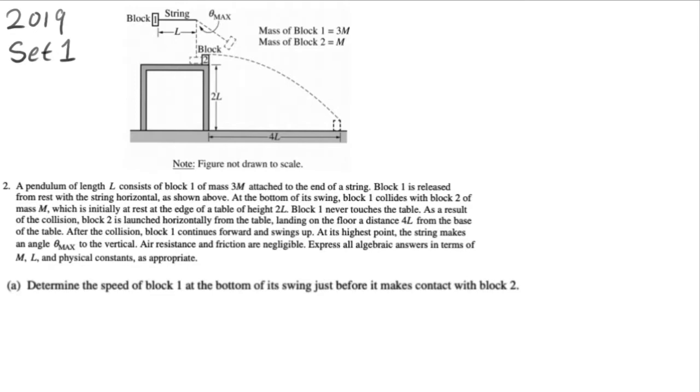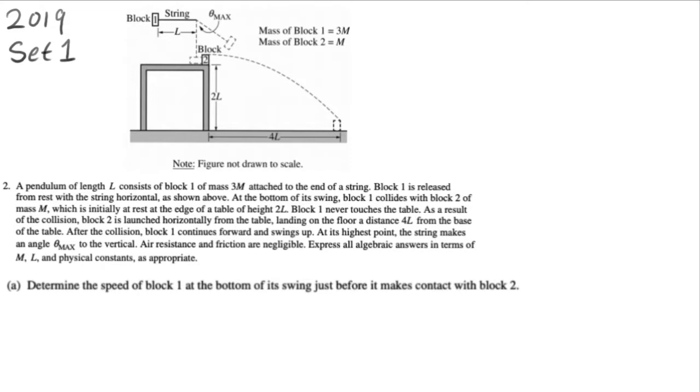As a result of the collision, block 2 is launched horizontally from the table, landing on the floor at a distance of 4L from the base of the table. After the collision, block 1 continues forward and swings up. At its highest point, the string makes an angle theta max to the vertical. Air resistance and friction are negligible, and all algebraic answers are in terms of m, L, and physical constants as appropriate. Okay, this is a very complex situation.